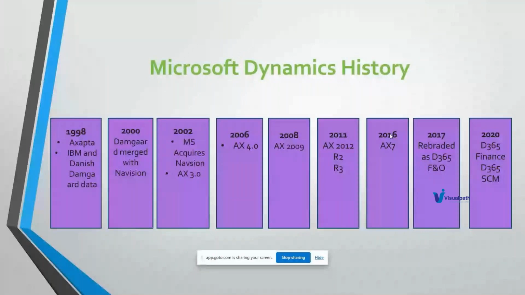But in 2016, they used to call it the AX7, but they were not happy with this name. So the name was rebranded to D365 F&O. But in 2016 only, the product was started. The older versions are available, and currently we are always focusing on the new version, right? That is Microsoft Dynamics 365 Finance and Operations. So we are going to learn Microsoft Dynamics 365 Finance, which is the latest version.